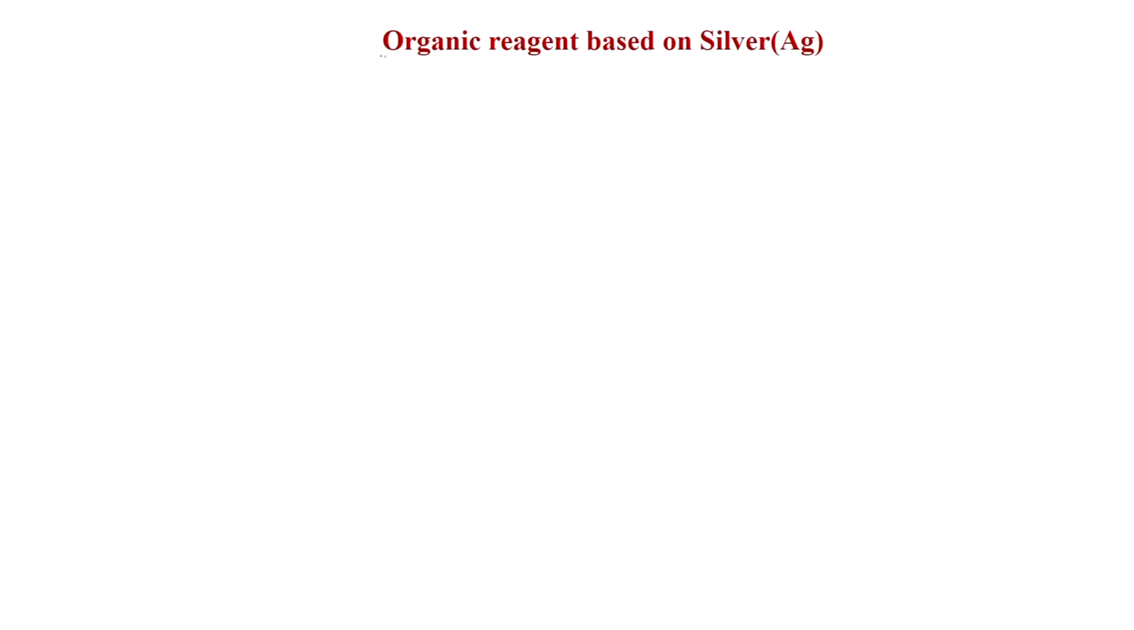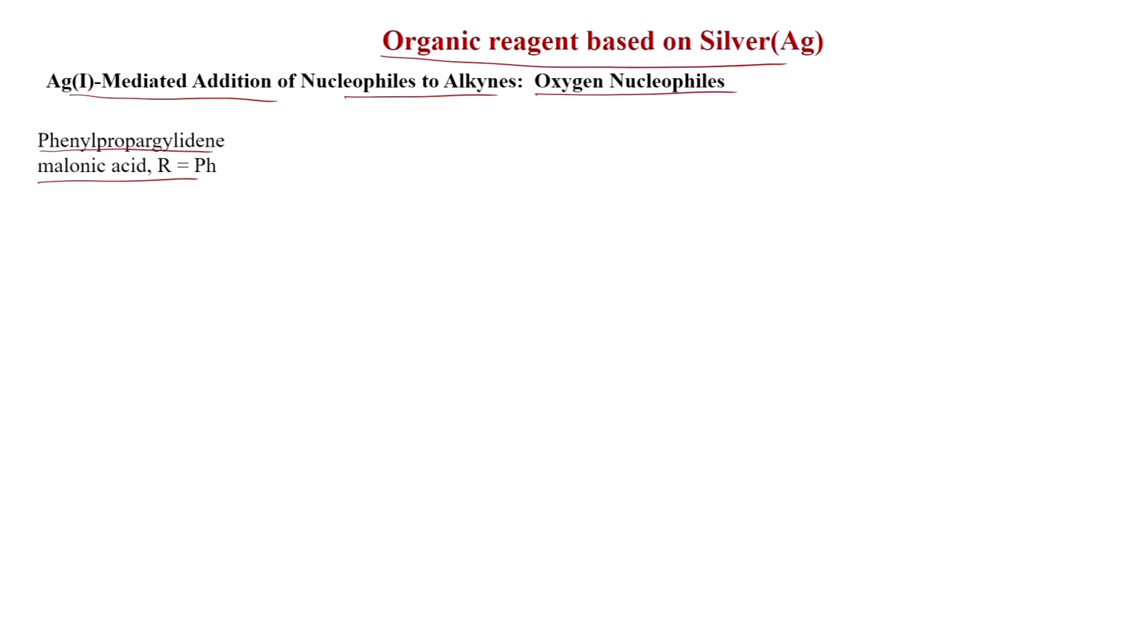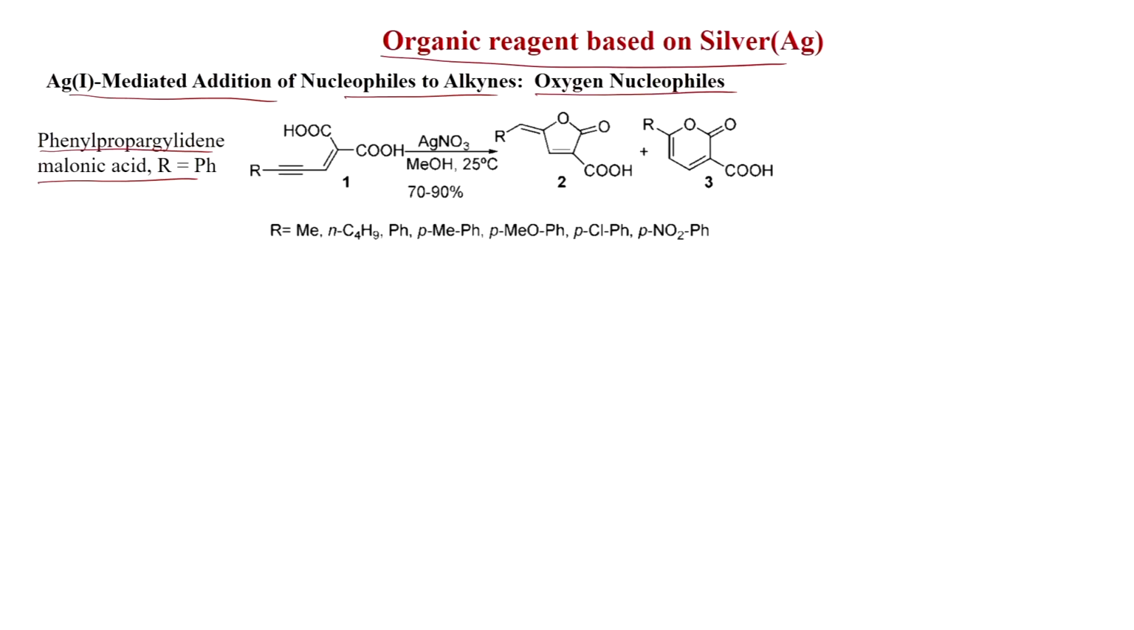Now, we will discuss organic reactions based on silver, some cyclization reactions. Silver mediated addition of nucleophiles to alkynes, oxygen nucleophiles, and phenyl piperazylidine malonic acid. So, in the gold catalysis we have seen that gold complexes with alkynes very well. Similarly, silver also complexes with alkynes very well, and different addition reactions can be done, like with phenyl piperazylidine malonic acid.